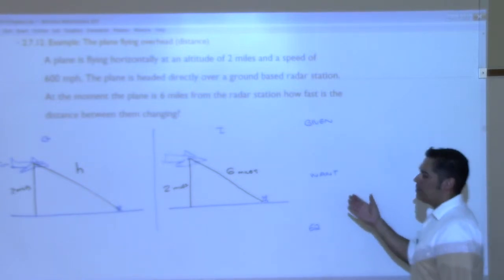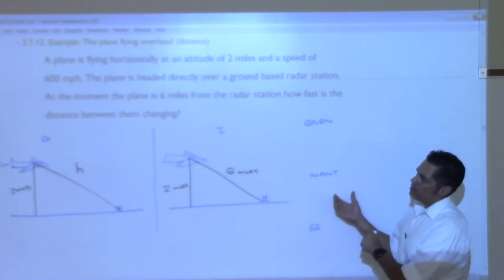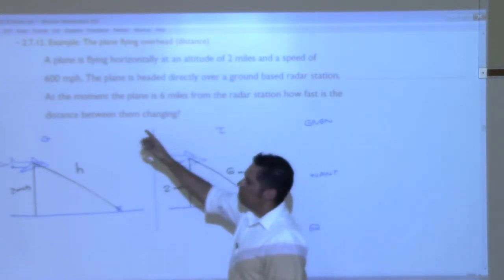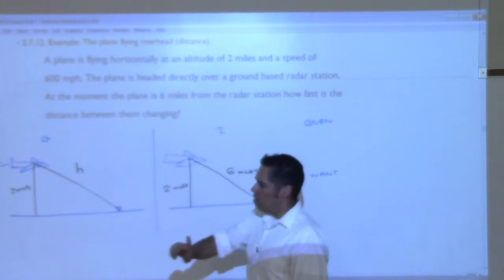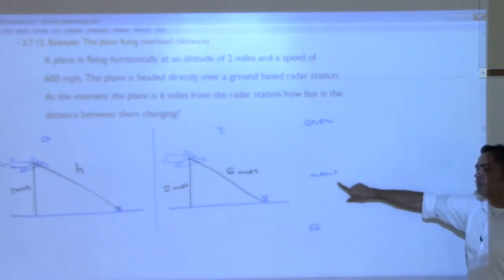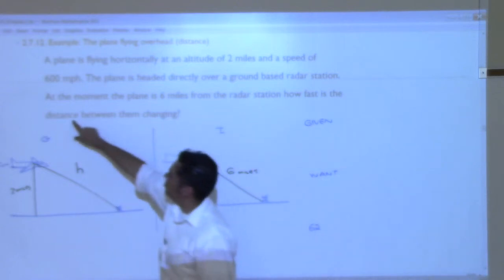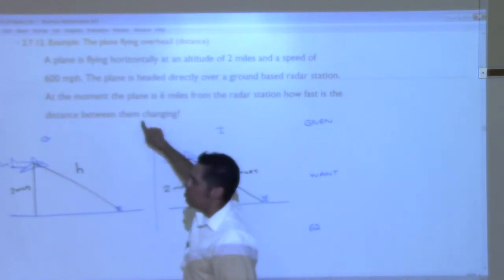I'll help you a little bit. Speed? What speed? What are you talking about? Oh, the 600 miles per hour? Wait on that. That's harder to get. Can you tell me what you want? Look at your picture. How fast? How fast is the distance between them changing?